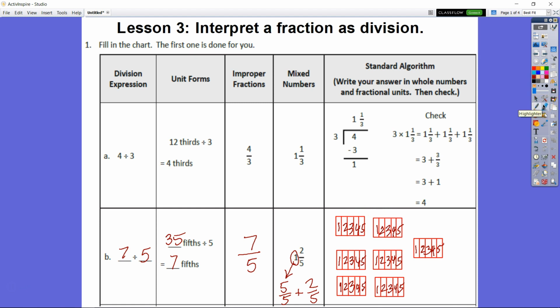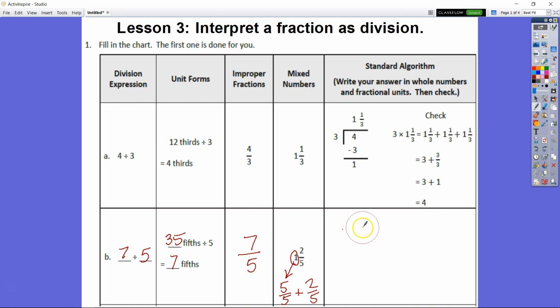So now let's take a look at the standard algorithm. So we have 7 divided by 5. So we say, well, how many times does 5 go into 7? Or 7 divided by 5 is what? Well, we know it's going to be 1. 1 times 5 is 5. 7 minus 5 is 2. We're going to say 2 what? And that's going to be 2 fifths. Remember, we're not writing remainder 2. We're writing it as a fractional unit. So that's our final answer.